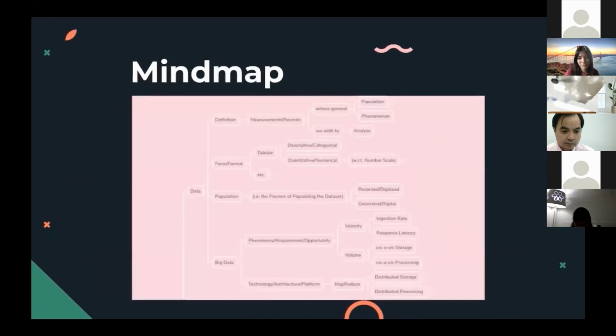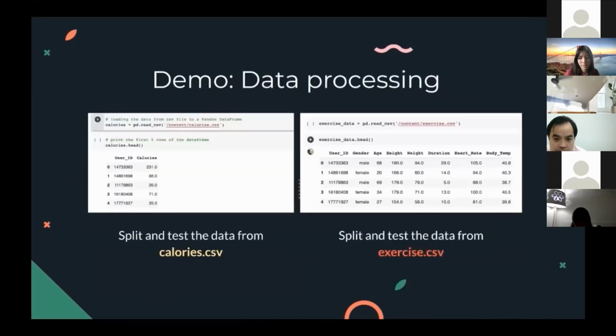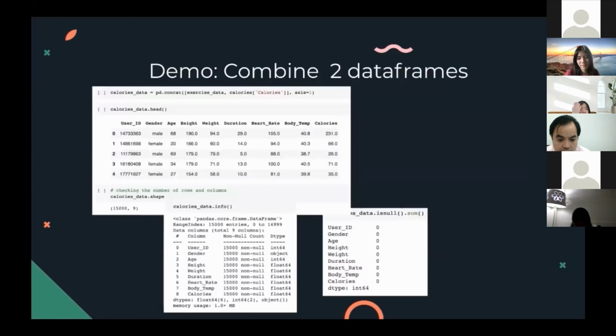And here is my mind map. Starting with the demo, for the data processing, we split and test the data using the .head function to display the first 5 rows as a preview of the calories and exercise.csv files. The values contained are user ID, calories, gender, age, height, weight, duration, heart rate, and body temperature. The second figure indicates the values used in prediction.